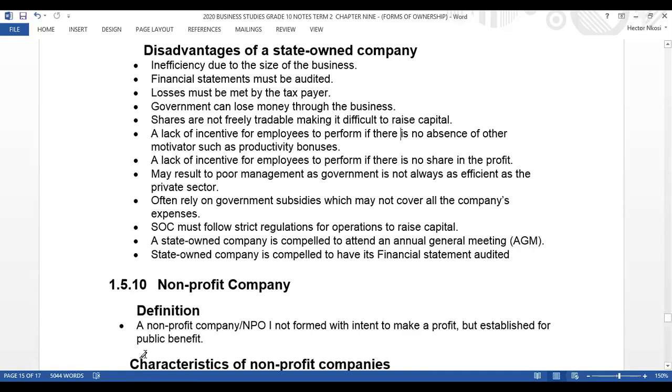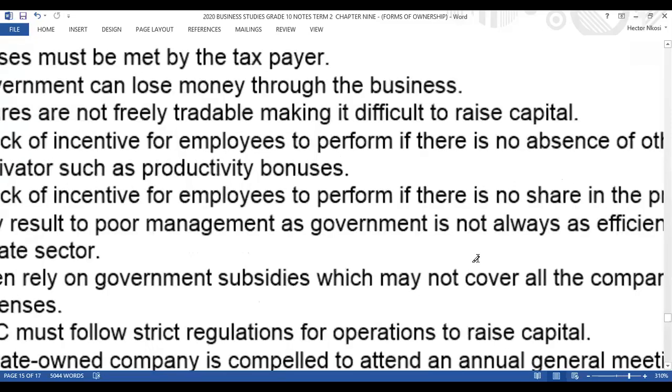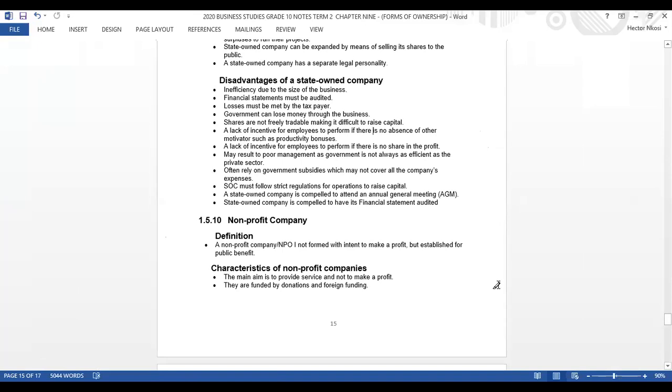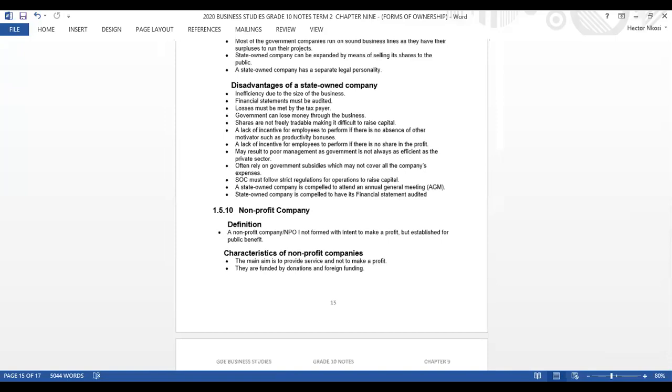The last two things that we need to check under the disadvantages of a state-owned company is that a state-owned company is compelled to prepare its annual financial statements and also is compelled to do its retained income note. Very easy, boys and girls. I hope it makes sense so far.